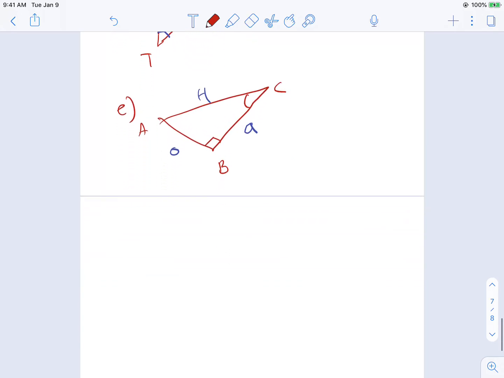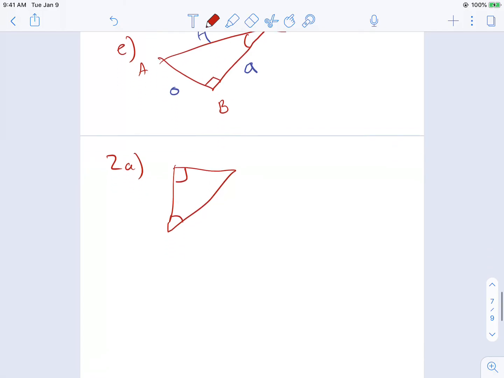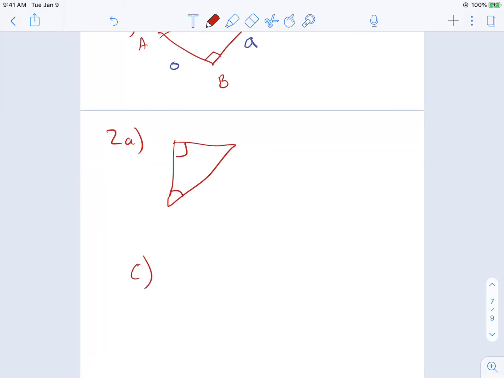Let's go ahead and just do a couple more of those with 2. So we'll look at 2A. 2A has this involved for us. Something like that. While I'm drawing, I'm just going to draw C here because that's going to be up next for us as well. So we have something like that.